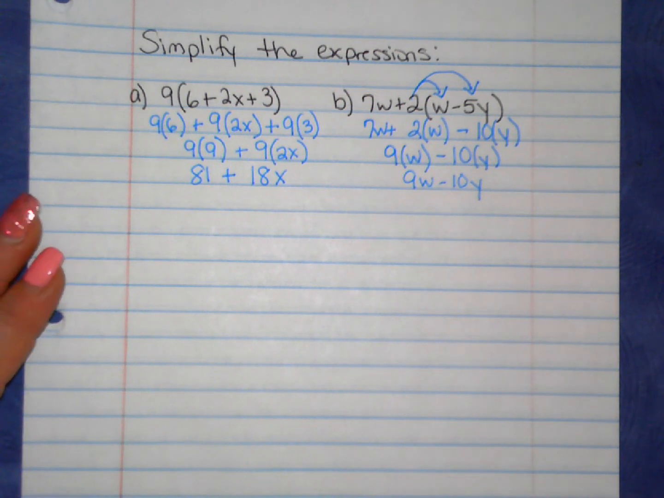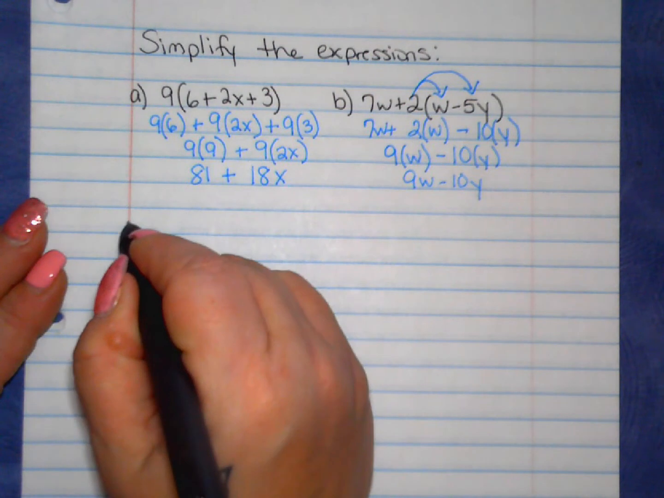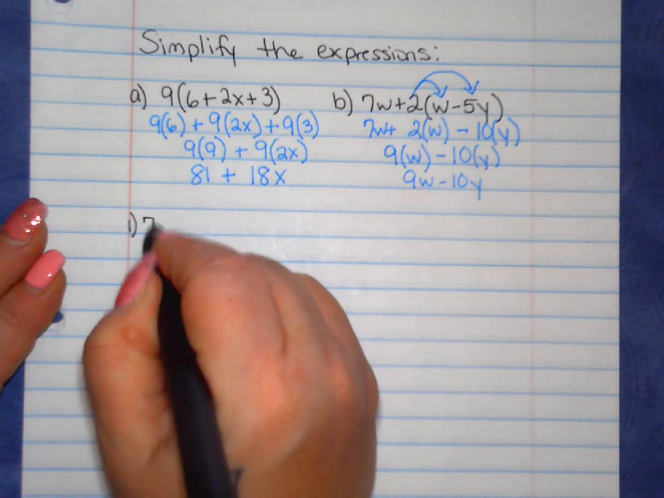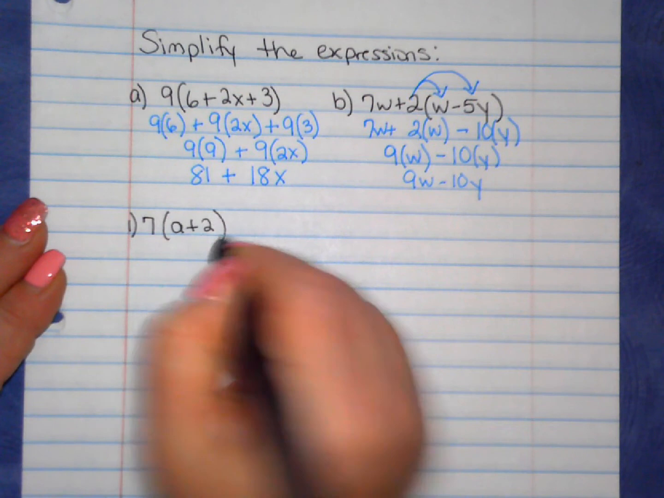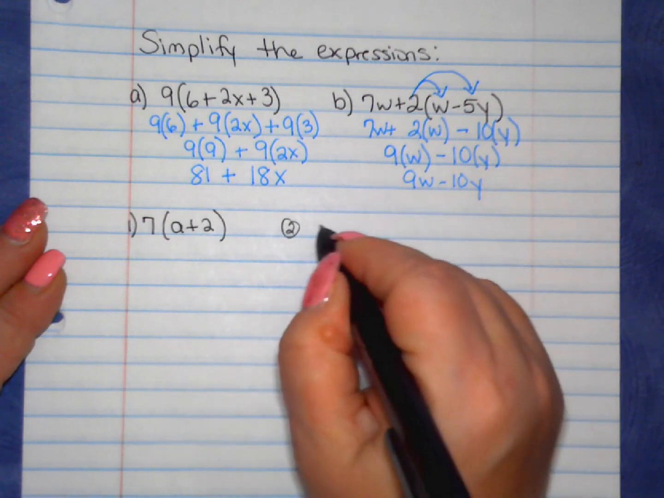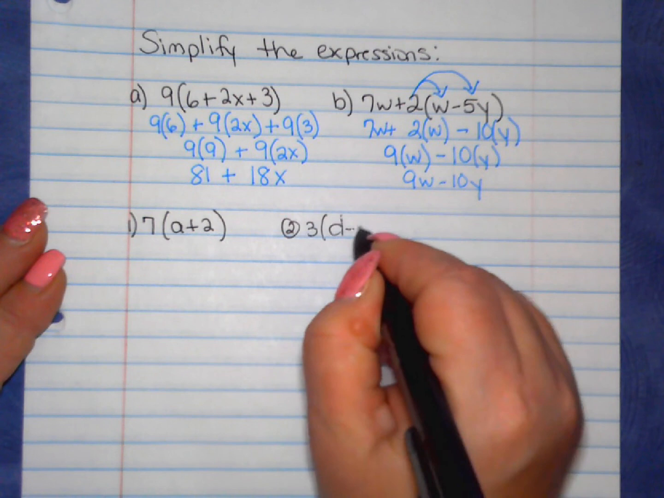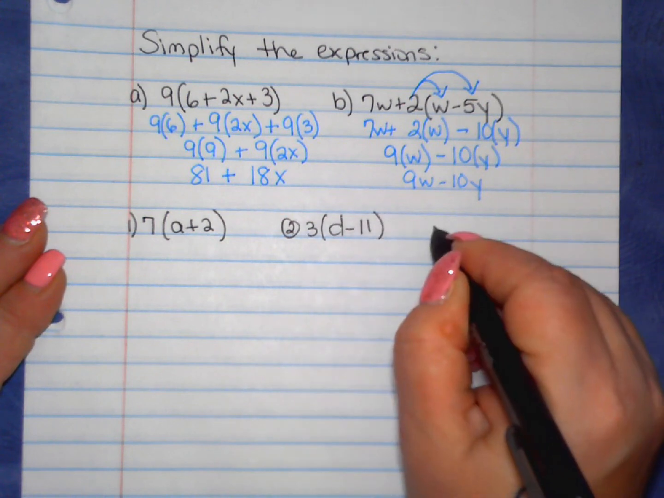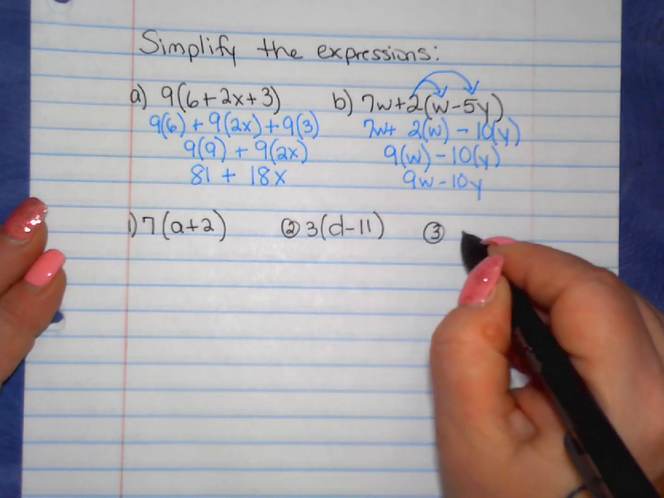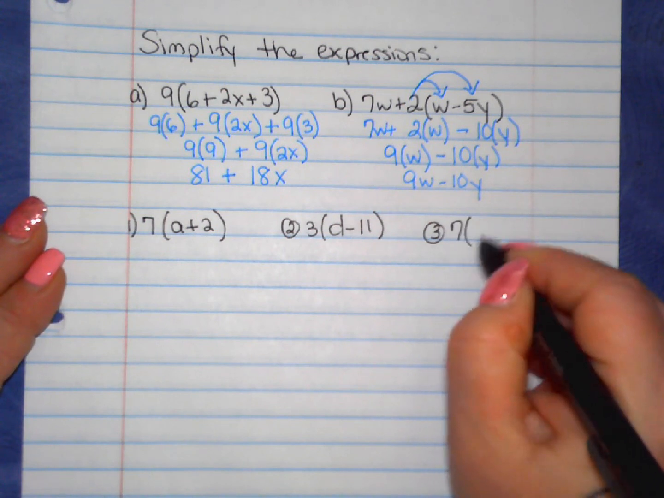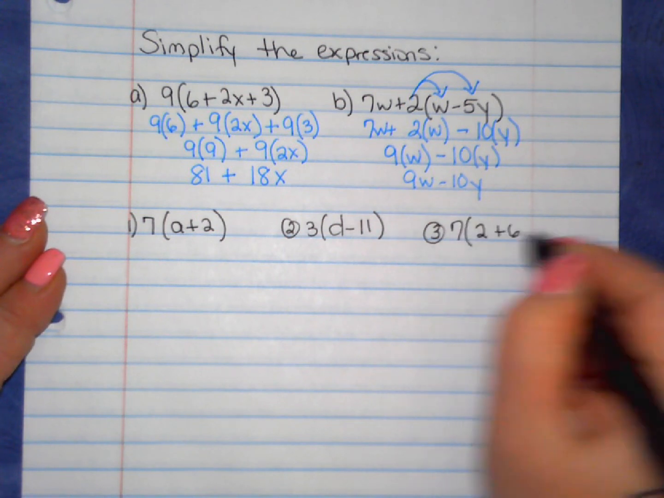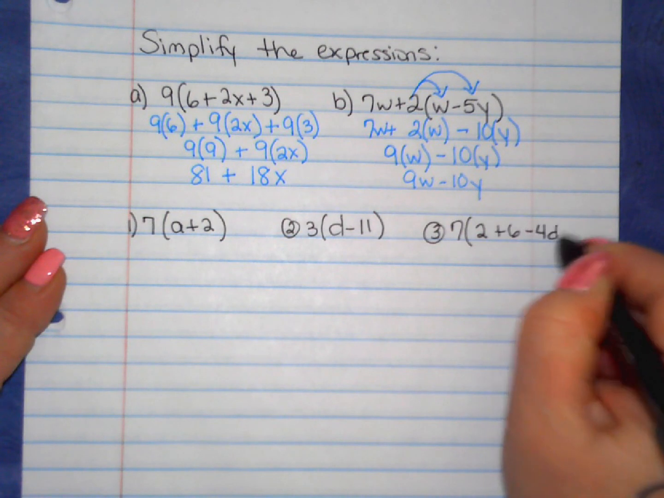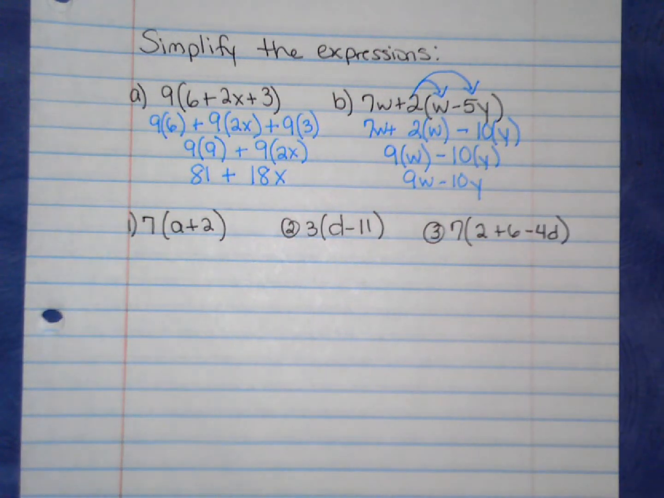Okay, so now I would like you to write these 3 problems down. Number 1 is 7 times a plus 2, number 2 is 3 times d minus 11. And number 3 is 7 times 2 plus 6 minus 4d. Go ahead and pause the video and work on these and try and see how you're doing. And then when you come back, we'll check and we'll see how you did, okay?